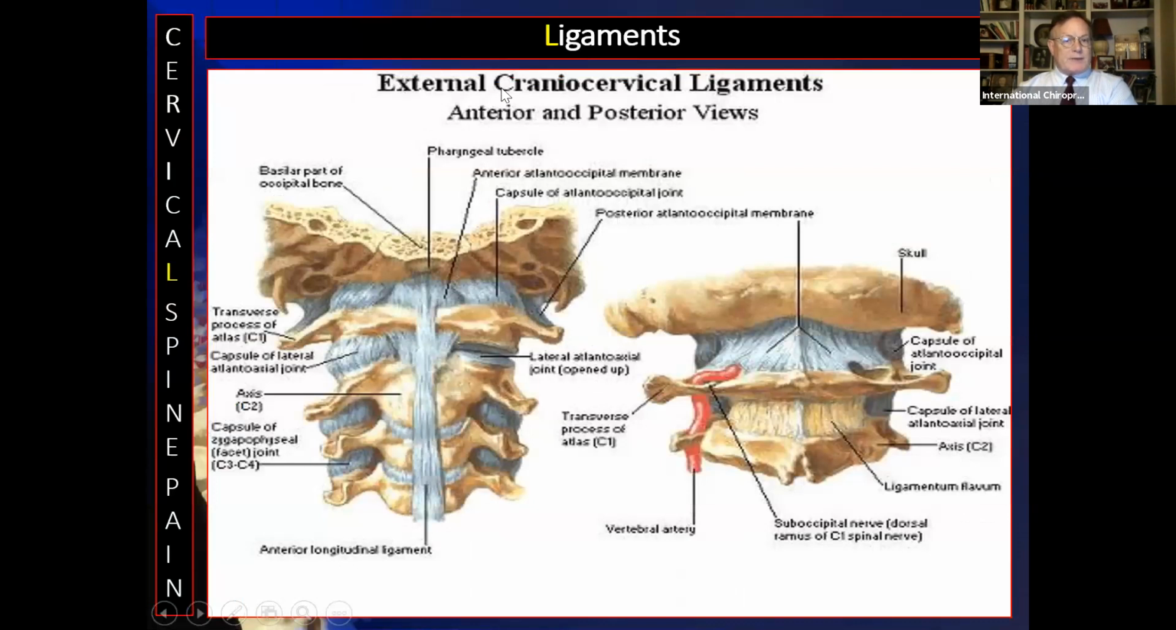From the posterior aspect, the external craniocervical ligaments, look at the facet capsular ligament structures here. This is a look at the patient from the anterior, so there's the anterior longitudinal ligament. You flip it around and look from the posterior. Here's your posterior atlanto-occipital membrane here.